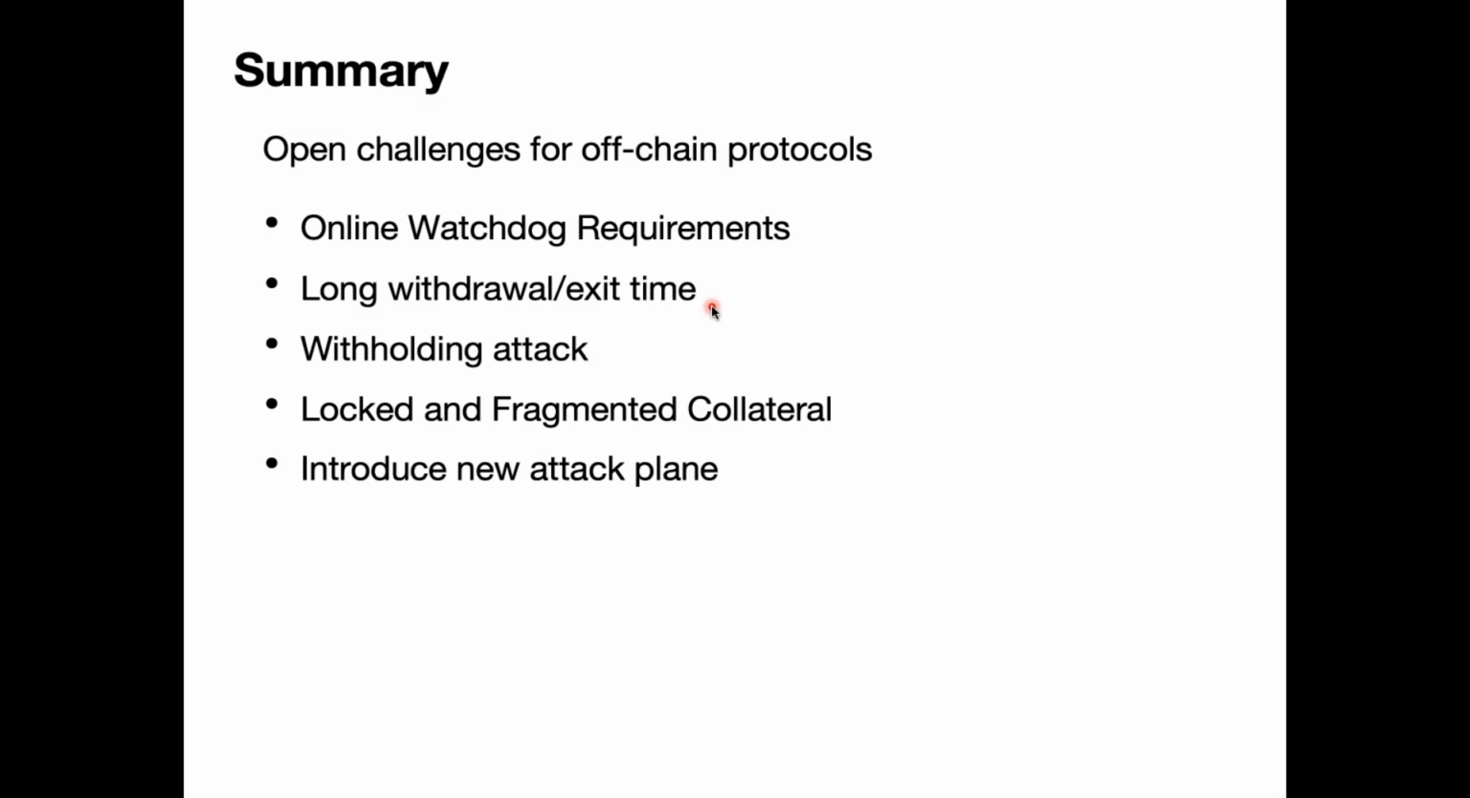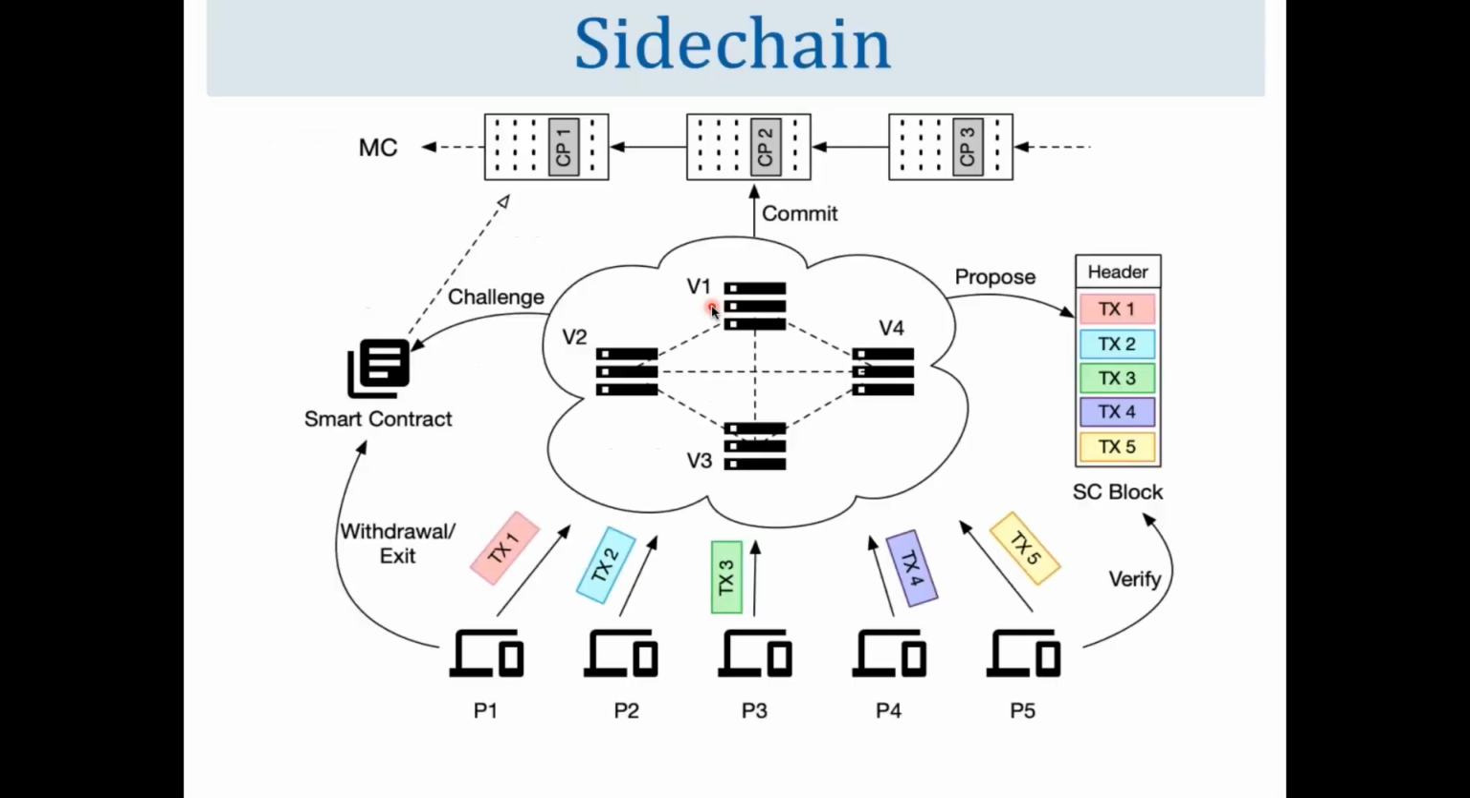And then here, withholding attack. From the previous slides, we can see that the validators commit to the main chain only a hash. The checkpoint is only a hash. The main chain actually has no idea about what's inside the block. So what if the malicious validators commit the block without publishing its content?